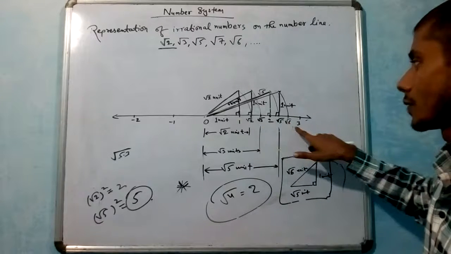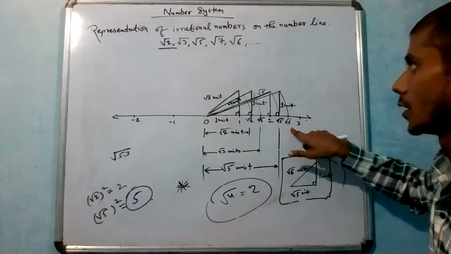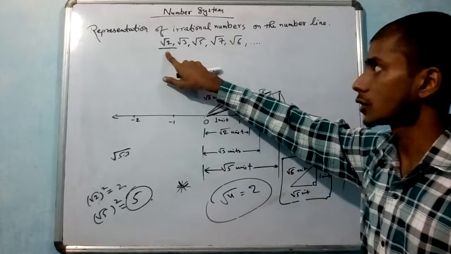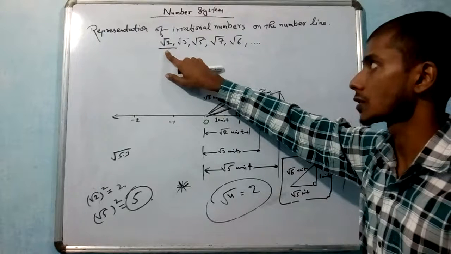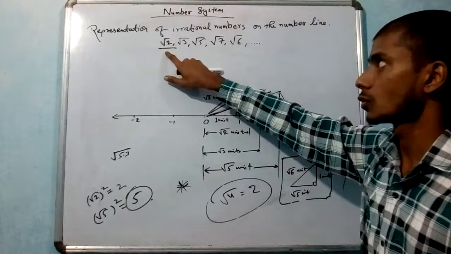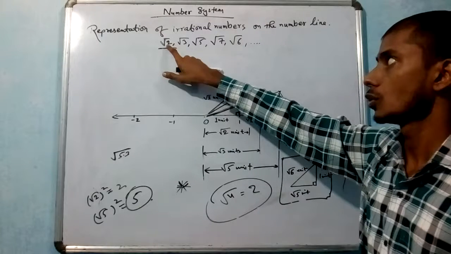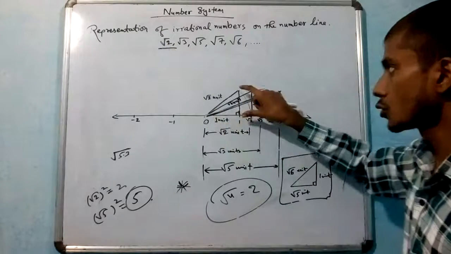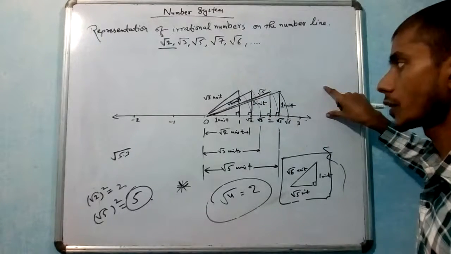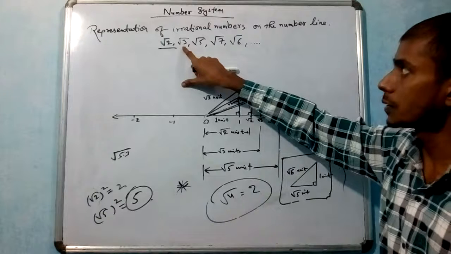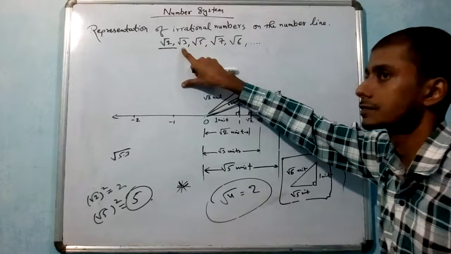So understood now how to represent, it's easy, not tough. If we want root 2 units, how much should the length of the base be? One, perpendicular should always be 1, we will take 1, okay? So for root 2, the base should be 1. For root 3, what should be the base?